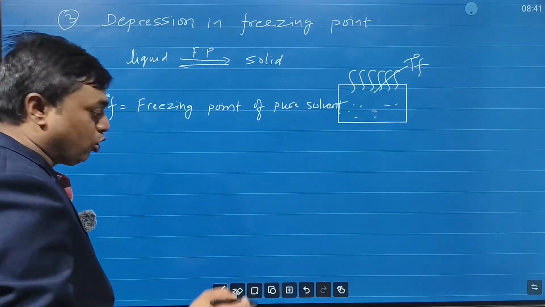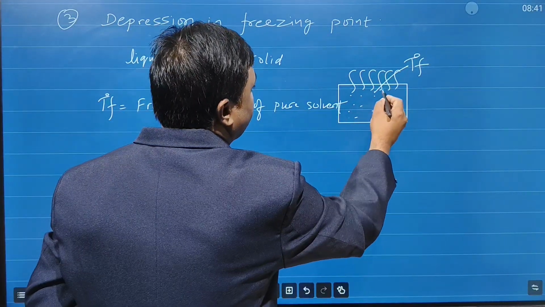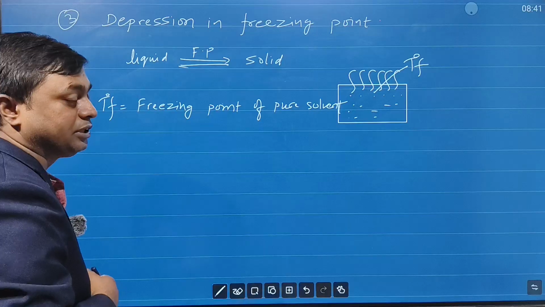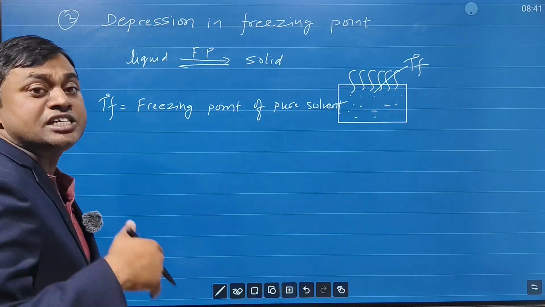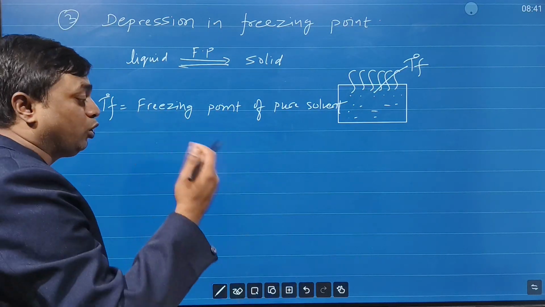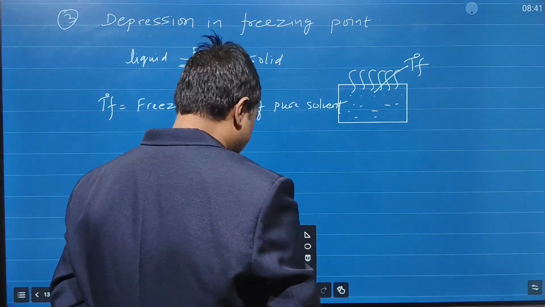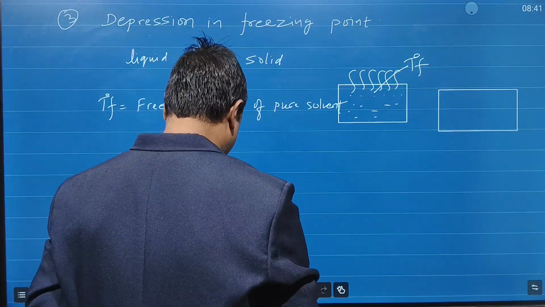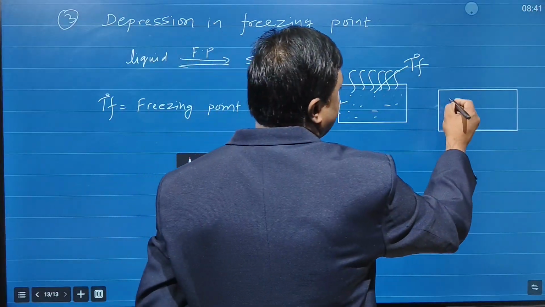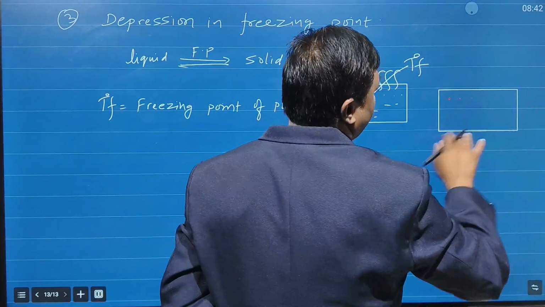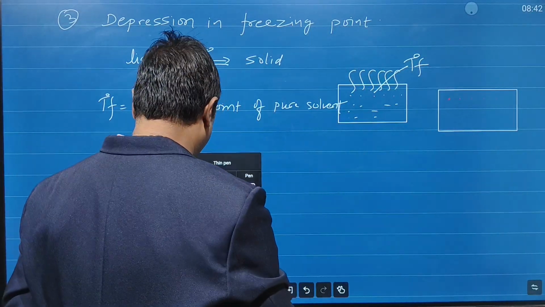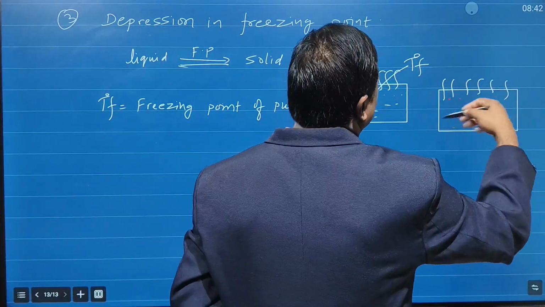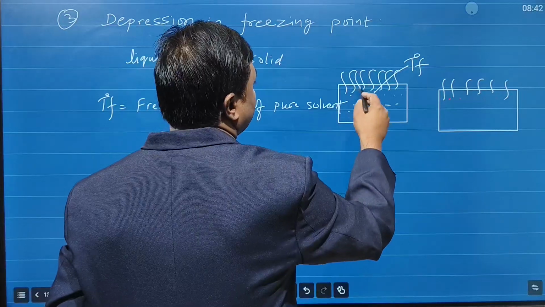Now once you add a non-volatile solute to this, the vapor pressure will decrease, right? There will be lowering in vapor pressure. As freezing is the reverse of boiling, now if you want to freeze this solution which contains non-volatile solute, the non-volatile solute will be occupying the surface, so from there vapor will be less, there will be lowering in vapor pressure.